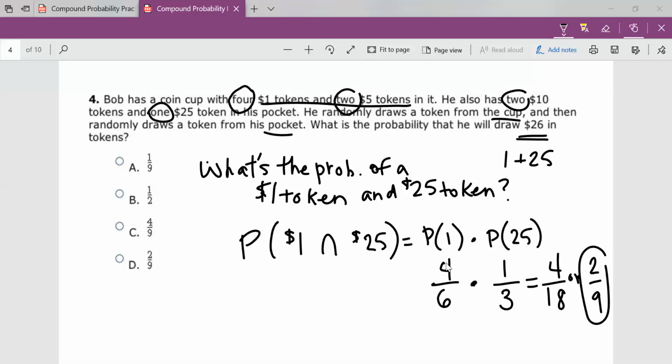You will look over here. There it is, letter D. Good. Let's go on to number 5.